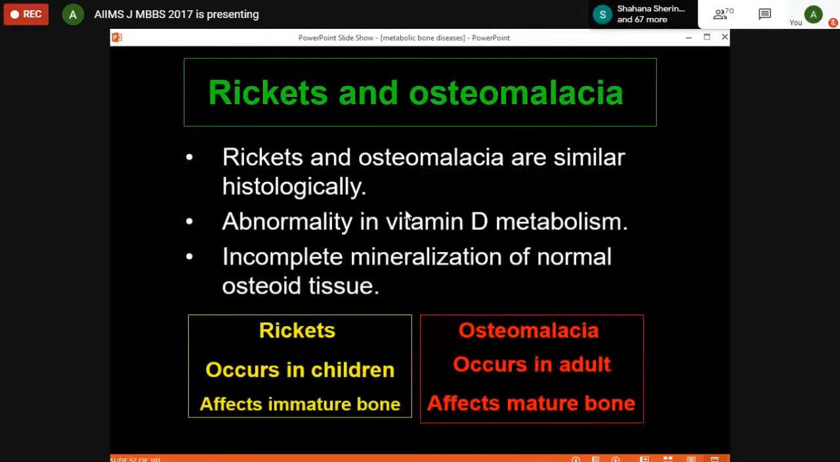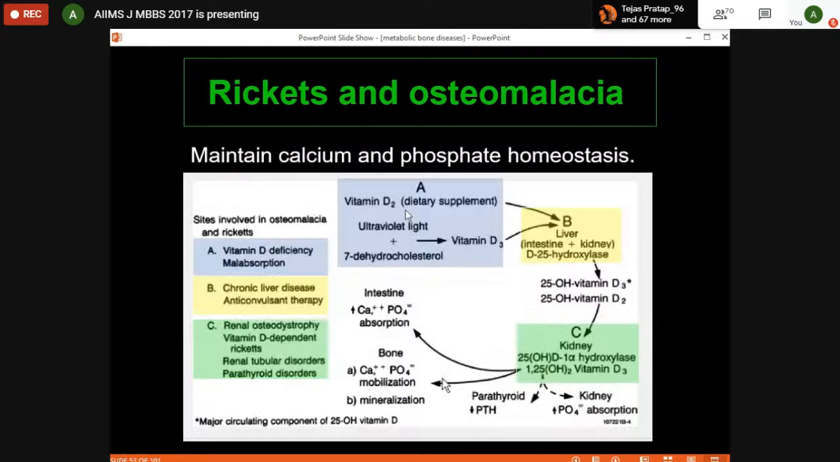Rickets and osteomalacia are similar histologically. So what happens actually is an abnormality in vitamin D metabolism and incomplete mineralization of normal osteoid tissue. Again, I am saying, it's an incomplete mineralization of normal osteoid tissue. Rickets occurs in children and affects immature bone, and osteomalacia occurs in adults and affects mature bone.